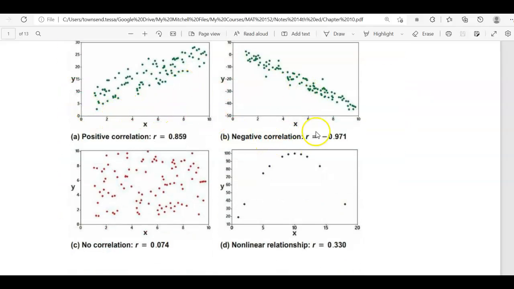So if we look at just a few pictures, these are scatter plots. We plotted X and Y data. X-axis is your horizontal axis, Y is your vertical axis. So notice the data points here. They're not in a perfect straight line. Notice our correlation coefficient is positive. It is a positive 0.859 there.